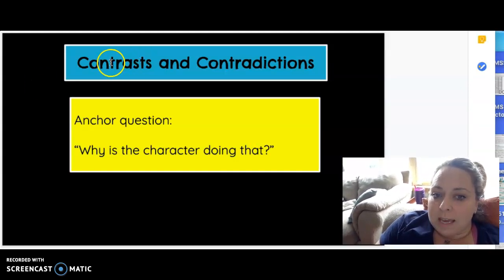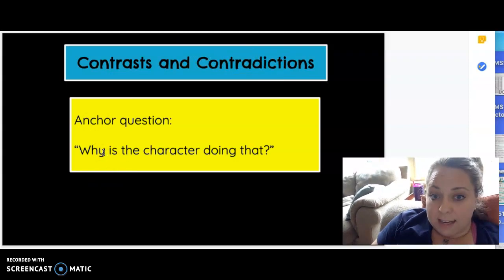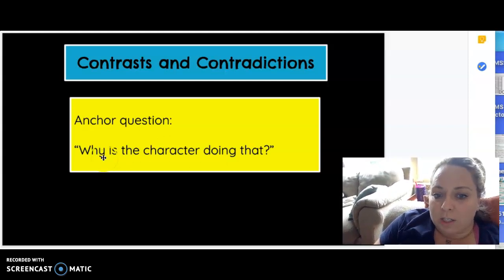Every time we see a signpost in our reading, we're going to ask a specific question, a question that is assigned to that signpost. So anytime that we see a contrast and contradiction, we're going to ask the question, why is the character doing that?